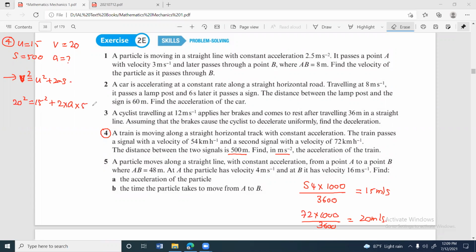s is 500, so it turns out 400 minus 225 equals 1000a. Therefore, a equals 175 divided by 1000, so a is 0.175 meters per square second. That would be the answer for a. That's a way of doing this kind of question.